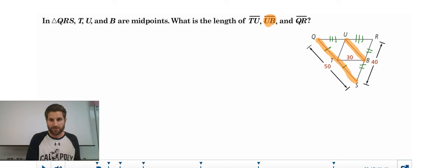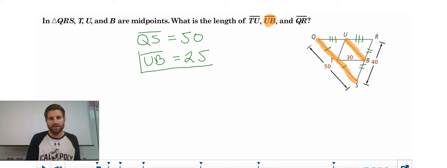So we can go ahead and solve for it. Now this is going to be pretty basic, but we're going to write it out for this first one. QS is equal to 50, right? So if we want to find UB, it's going to be half that amount, so UB has got to be 25. So we just take half the amount, and there we go, we got one piece. All right, so let's go ahead and erase all of it on here.